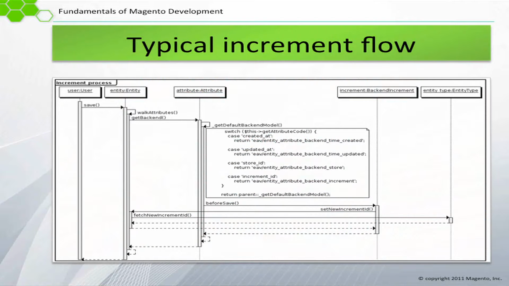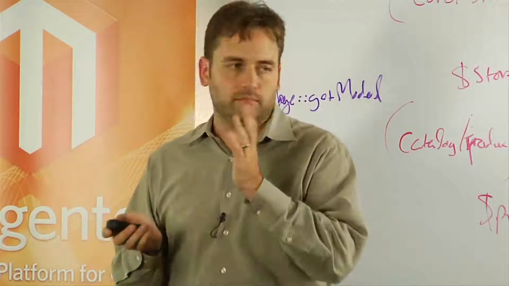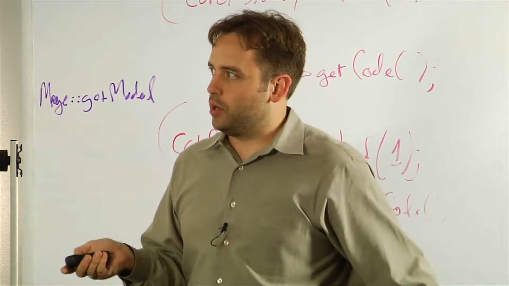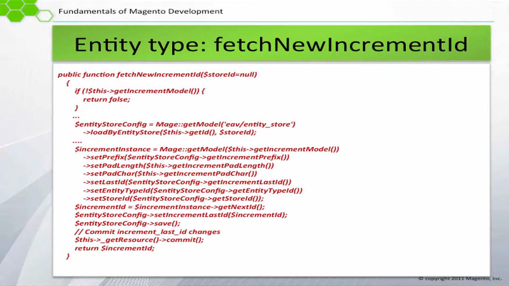This is what's happening for these increment entities and attributes, and you certainly, of course, don't need to know this flowchart. But basically, that always assumes that there's this table here where we're keeping a marker for where we are in terms of our increment values, and it's stored per store scope. Okay. This is a bit deep of a delving. And there's this fetch new increment ID method that does this.